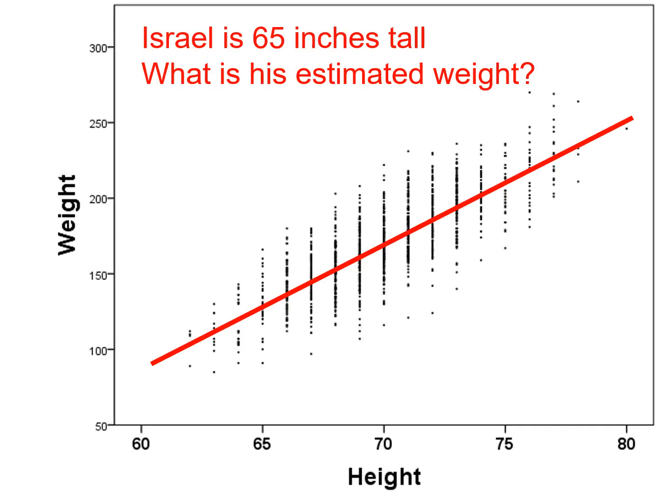Here's the regression line you can use to do the exercise. And up here in the left corner is the problem. Israel is 65 inches tall. What is his estimated weight? Go ahead and take a few seconds to jot down your answer.